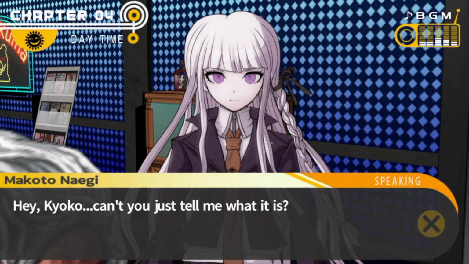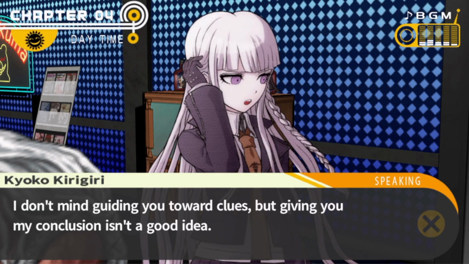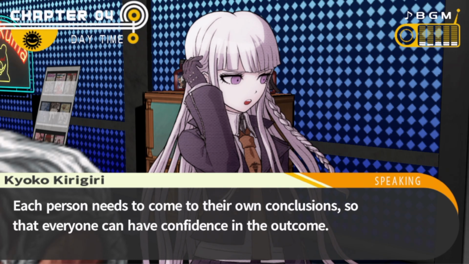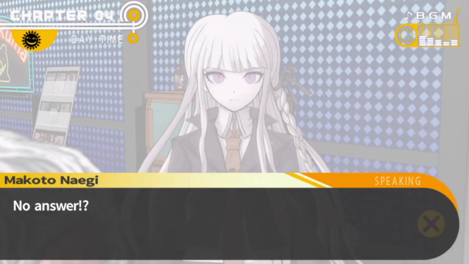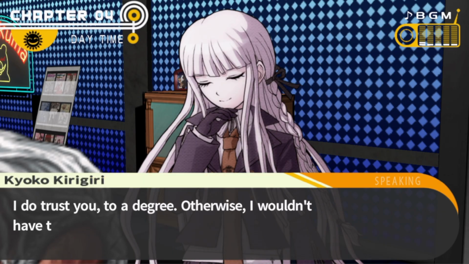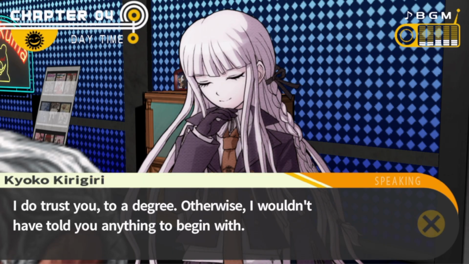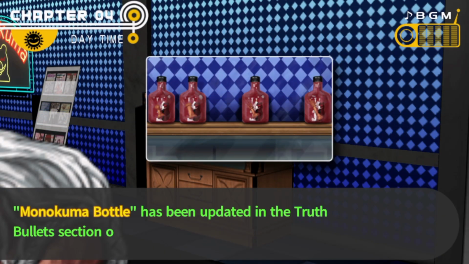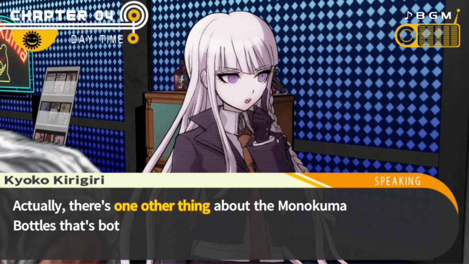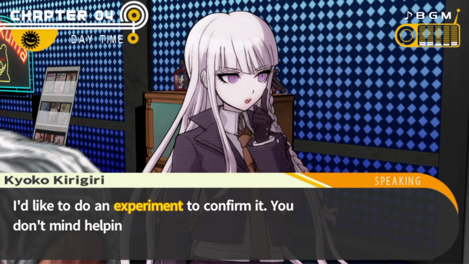Hey, Kyoko, can't you just tell me what it is? I don't mind guiding you toward clues, but giving you my conclusion isn't a good idea. Each person needs to come to their own conclusion so that everyone can have confidence in the outcome. And it's not just because you don't trust me, right? No answer? I do trust you, to a degree. Otherwise, I wouldn't have told you anything to begin with. Only to a degree? Actually, there's one other thing about the Monokuma bottles that's bothering me. I'd like to do an experiment to confirm it. You don't mind helping me, right?